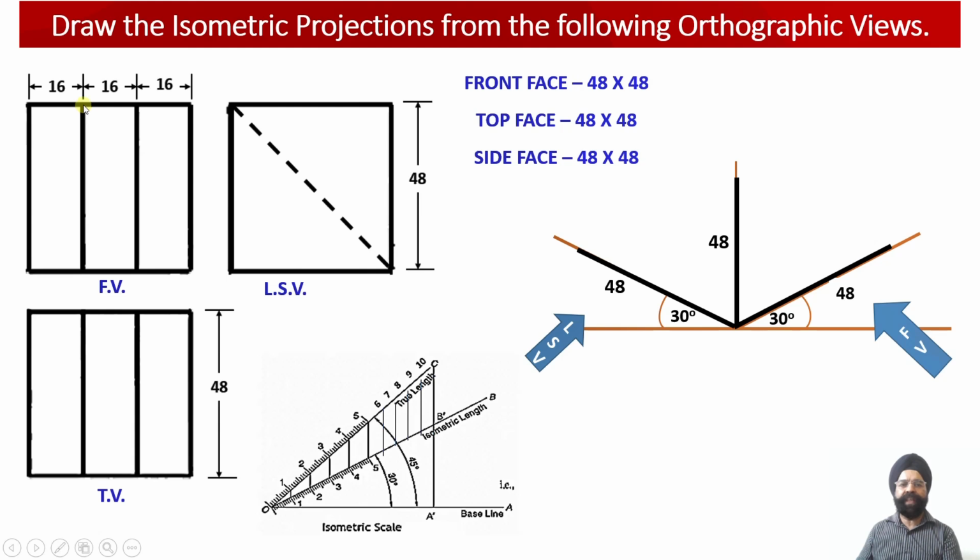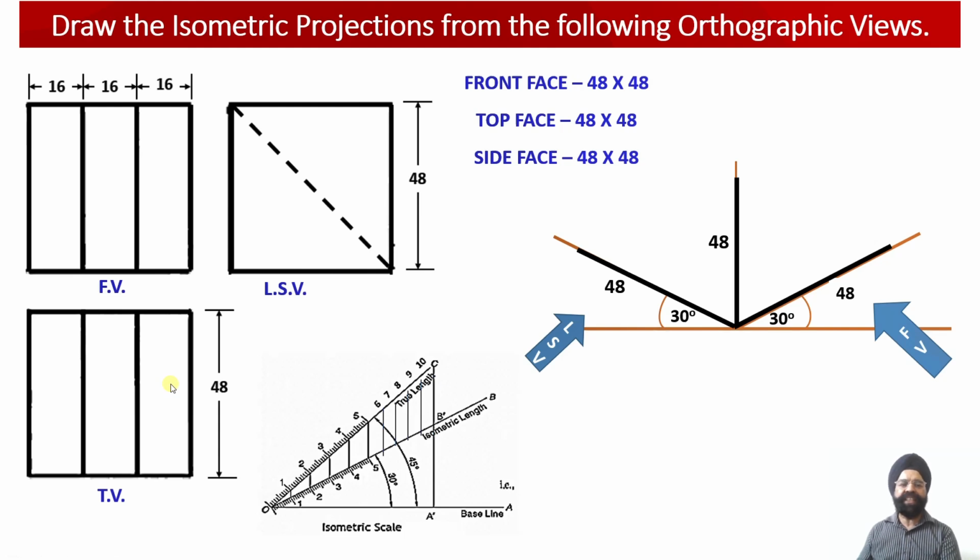As we can see over here, this component has been divided into three segments. If we look at this component from the front view, we are going to get these three segments. They will have the length equal to 16 millimeter each, and similarly from the top view, we are going to get three segments even in the top view. So we are going to get three rectangular segments in the front view and three rectangular segments in the top view.